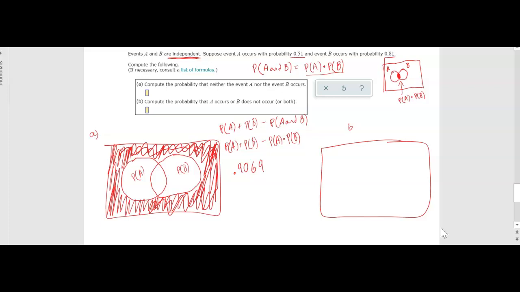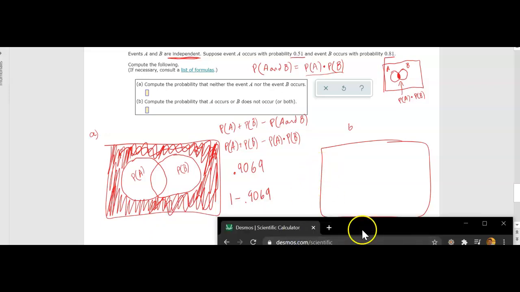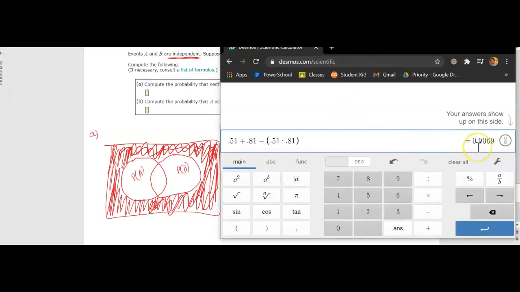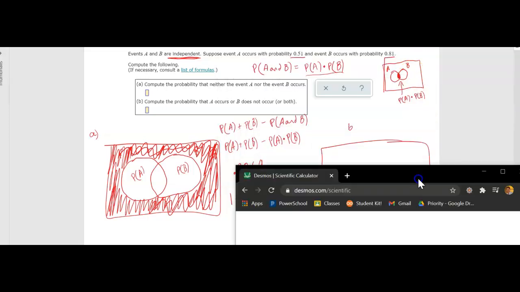And that would be great if we were trying to find the area of the region that was not shaded, but that's not what we're trying to find. We're trying to find the area or the probability of the region that is shaded. So this is where we have to use that complement. If we're trying to find the opposite probability, we do 1 minus that probability. So 1 minus 0.9069. Again, we can just go to our calculator. 1 minus 0.9069 is equal to 0.0931.